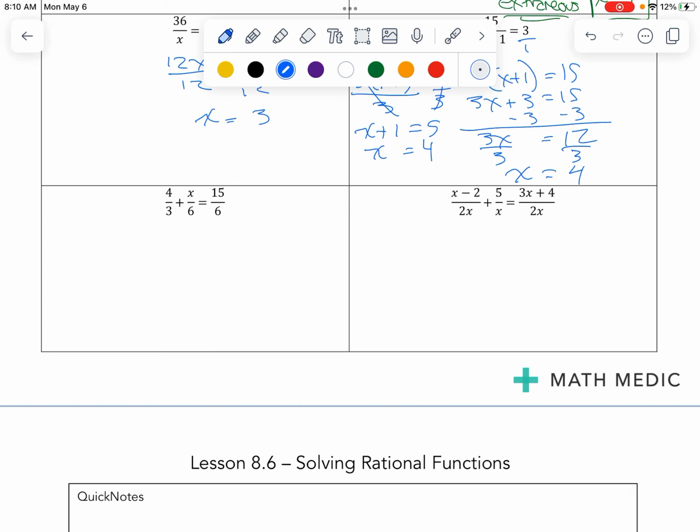So on this one, on this side, you need to find a common denominator. So I'm going to multiply this top one by 2 over 2. And then I just end up with 8 over 6 plus x over 6 equals 15 over 6. So why don't you pause the video if you struggled with that one and try to finish that one now.